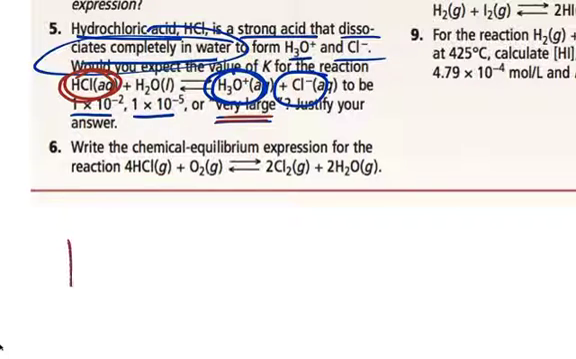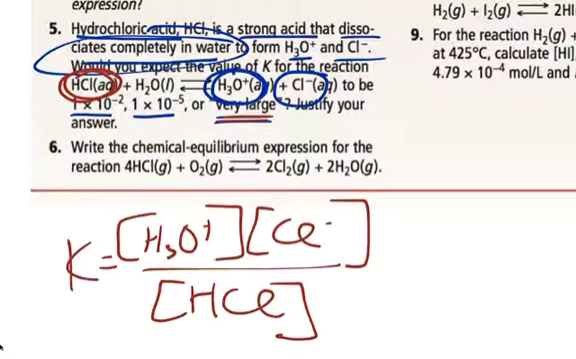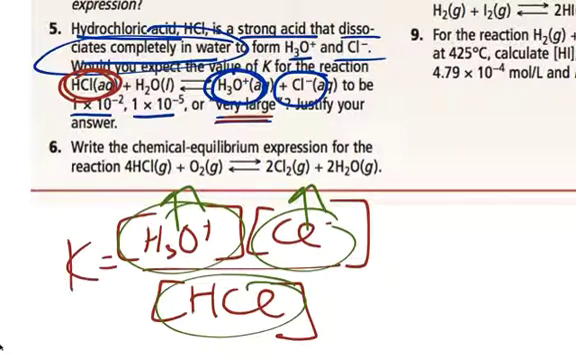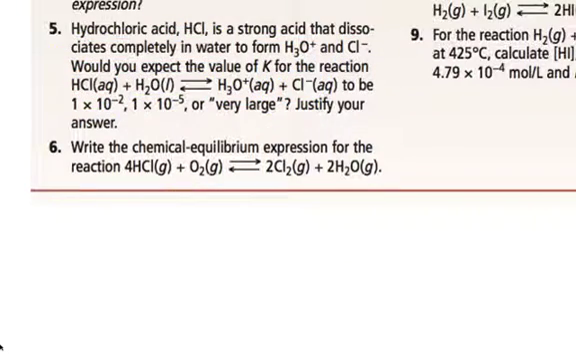So our K constant should be very large, because the K for this would be the hydronium ion concentration times the chloride ion concentration all over the hydrochloric acid concentration. So because it completely dissociates, these two values on the top would be very big. This would be very small, leading to a very large K. Now notice I didn't put water into the equilibrium expression because it is liquid water and does not have a concentration to speak of. So let's write an equilibrium expression here.